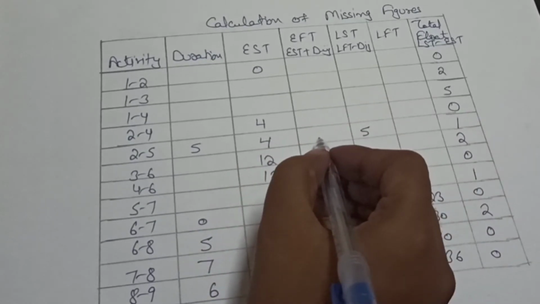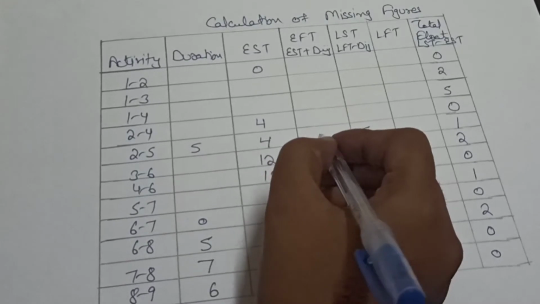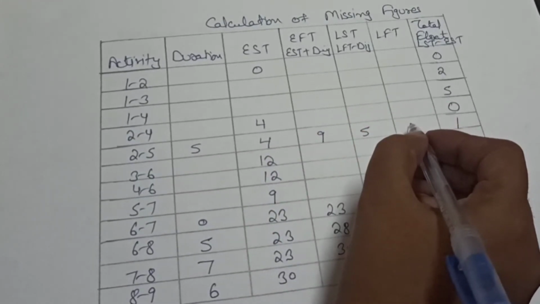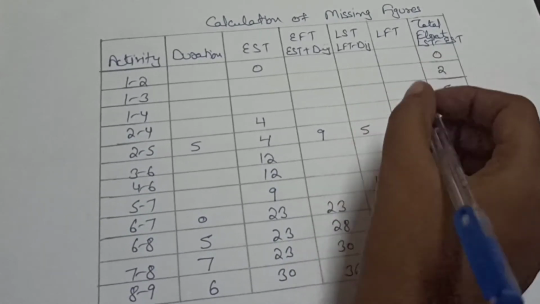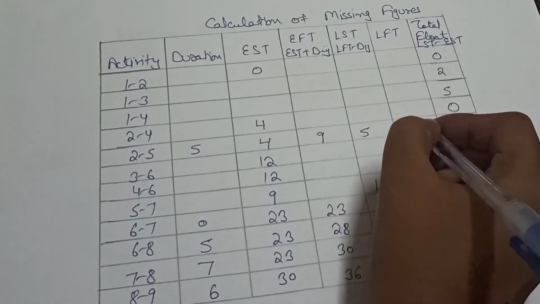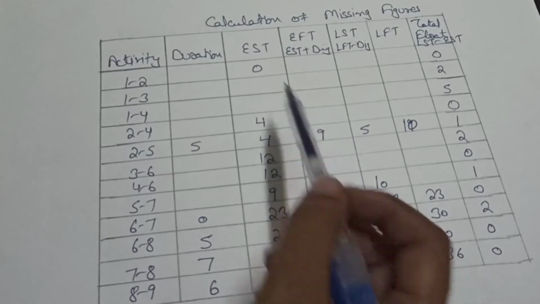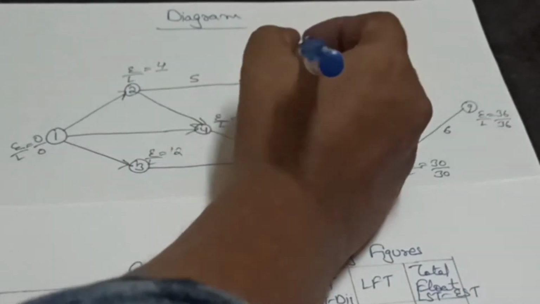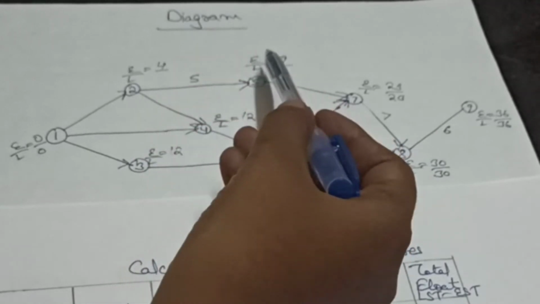Now we can calculate EFT, as EFT is equal to 4 plus 5 is equal to 9. So we can calculate LFT, as LFT is equal to LST plus duration. So here we can write 10. Now we will write these figures in this diagram. For the 2 to 5 activity, we can write L is equal to 10. Duration is also written and E values are also written.